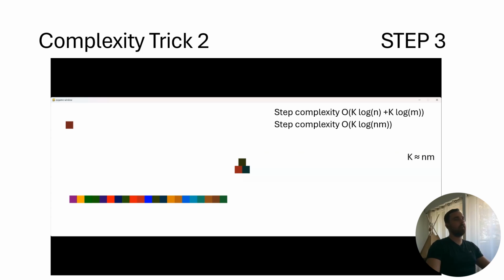Because we know that k most of the time is going to be really close to nm, so we have a global complexity of mn plus k log nm, okay? And that's great, but can we do better?